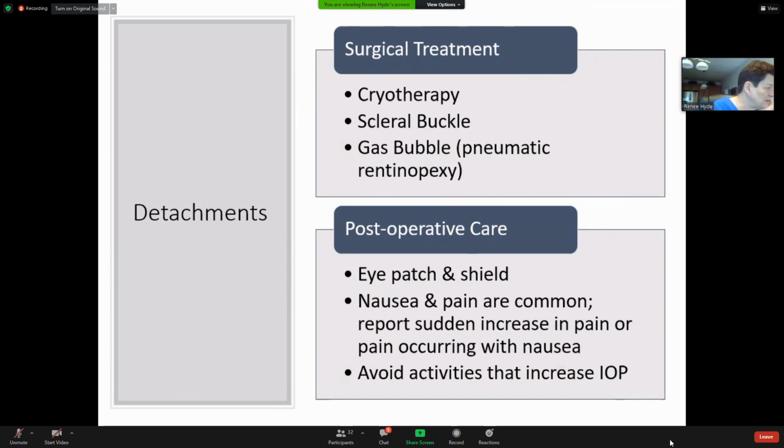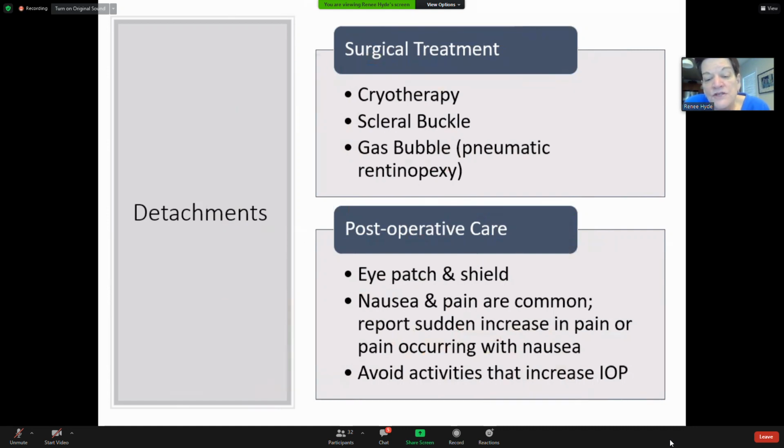what they do is that they inject a bubble of gas or oil into that patient's eye, and it floats to the top and holds that retina in place, allowing it to reattach. And basically, that is tried typically before they will do either the scleral buckle or the cryotherapy.